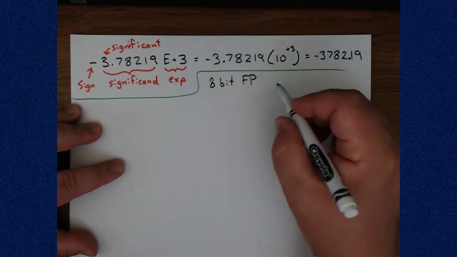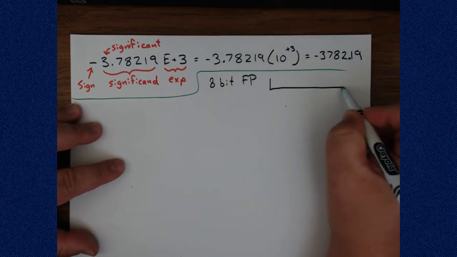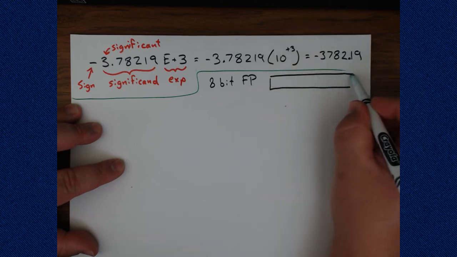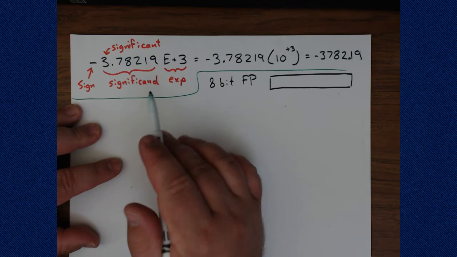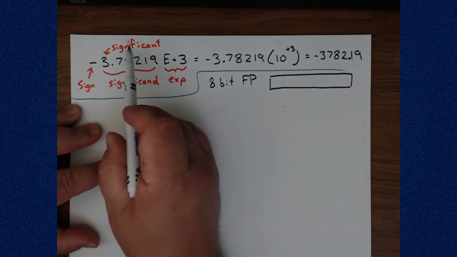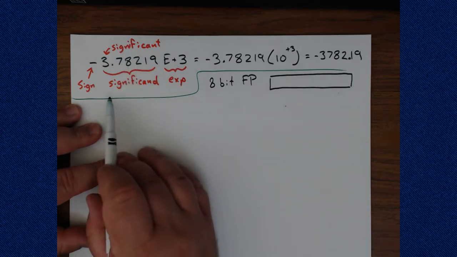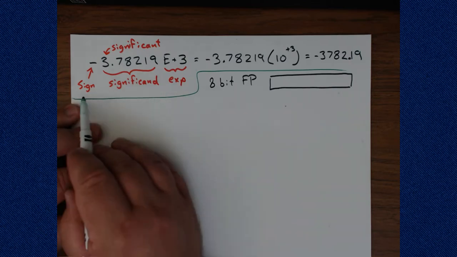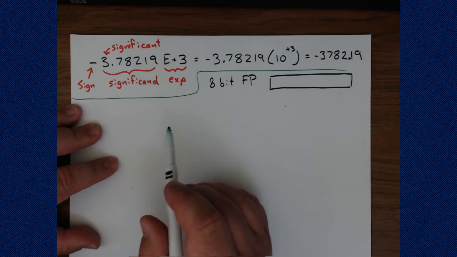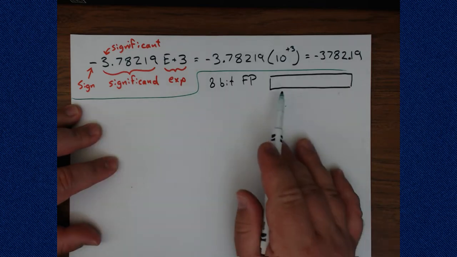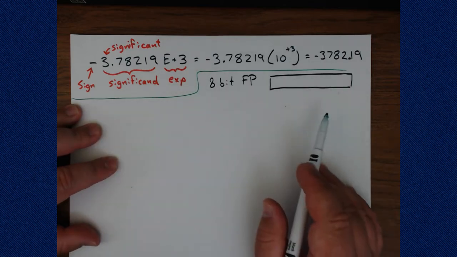So if we have an 8-bit floating point, it's got to contain all of those same parts over here, right? And really, we don't even worry about the significant by itself, just the significand. All right, so we need the sign, significand, and the exponent. Now, it's really of no consequence where these things show up.